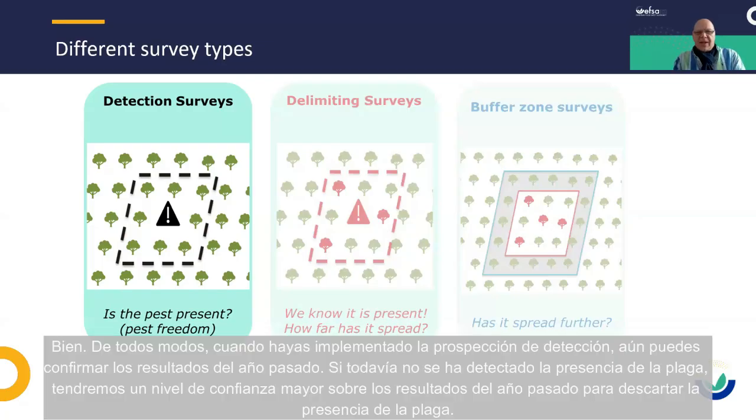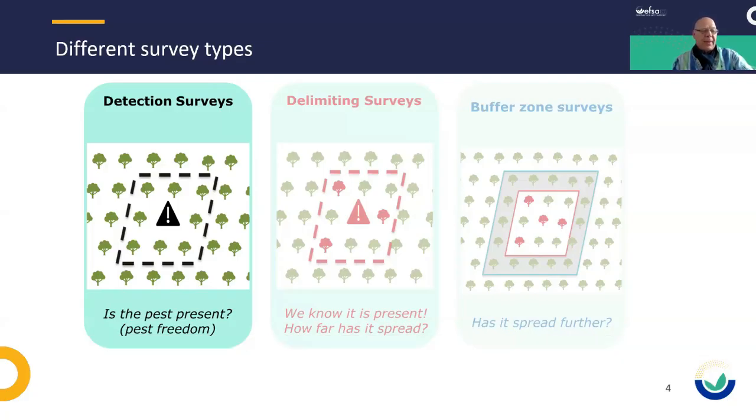Okay. But still, when you have implemented your detection survey, you can still confirm what you have thought from last year. When there is still no pest available, that gives more confidence in your belief from last year. And by this, every year's detection survey will accumulate knowledge and confidence in the absence of the pest.